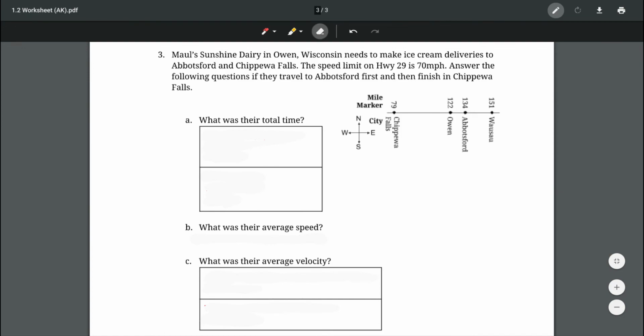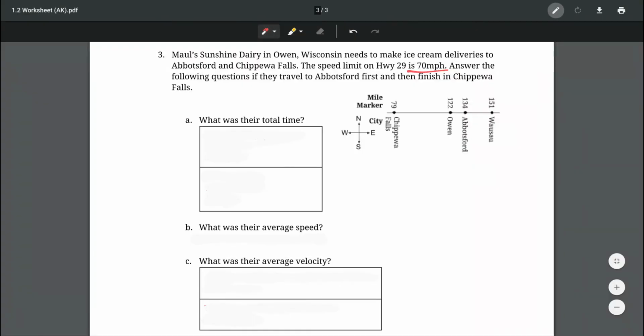Here we have some dairy deliveries, some ice cream deliveries near Abbotsford and Chippewa Falls. So this is actually the hardest question. The first part of number 3 is what is their total time? And to find that, we're actually going to use the speed limit on the highway, which we're going to assume that this delivery truck is following.